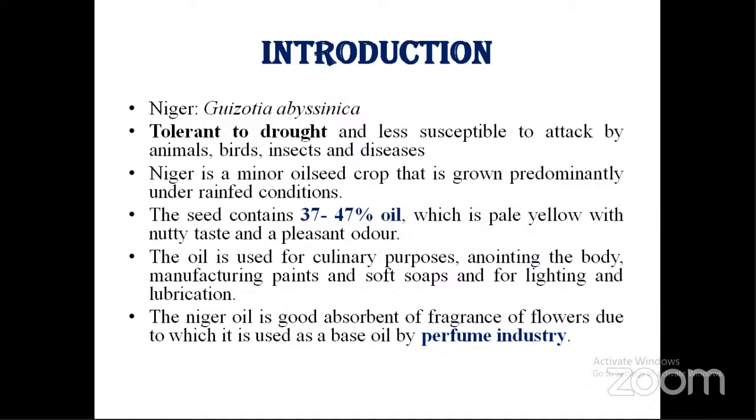Niger is a minor oilseed crop that is grown predominantly under rain-fed conditions, and the seed contains 37 to 47% oil, which is pale yellow with nutty taste. Nutty taste means like chocolate taste and pleasant odor. That's why this oil is used for culinary purposes. Culinary purpose means for cooking purpose, and anointing the body. Anointing the body means body massage purpose, and manufacturing paints and soft soaps, for lighting and lubrication.